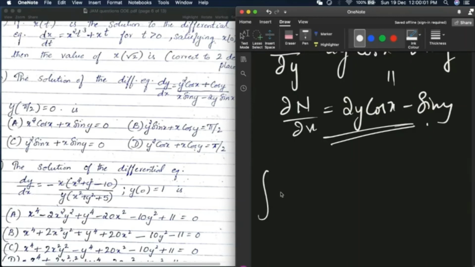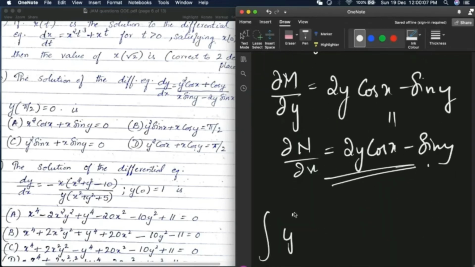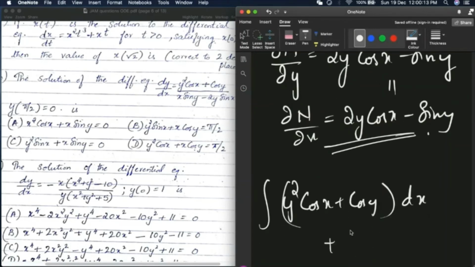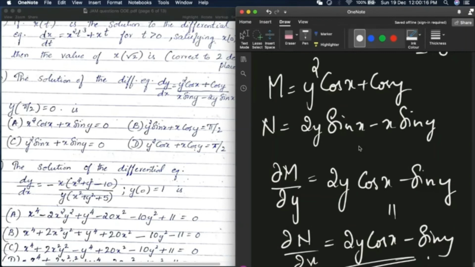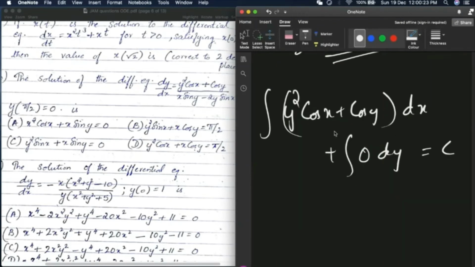So the solution is integral M dx. Your M is y square cos x plus cos y dx, plus, from here you have to take only those terms which do not contain x. So there is nothing. So you integrate with respect to x. So it is y square sin x, minus sin x. Minus. Integral of cos is plus sin. Okay, ma'am, okay. Yeah, derivative of cos is minus.